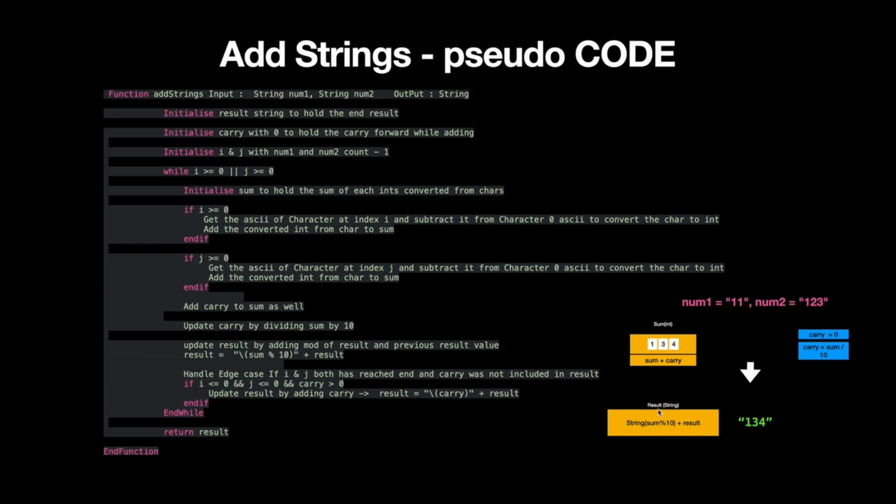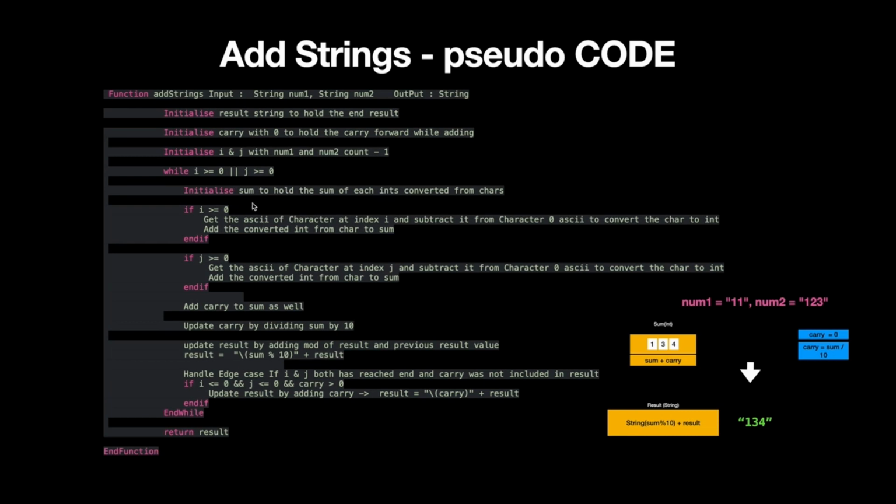We will have a result string, which will hold the end result. We'll have carry initialized with 0, which will hold the carry forward, and then we'll have i and j. So how do you loop from the backward? I would be initialized with num1 count and j would be initialized with num2 count, right? And as long as these two are not 0, we will keep on doing our thing.